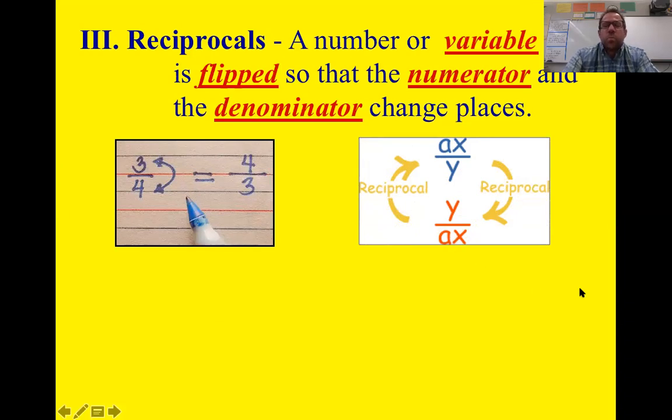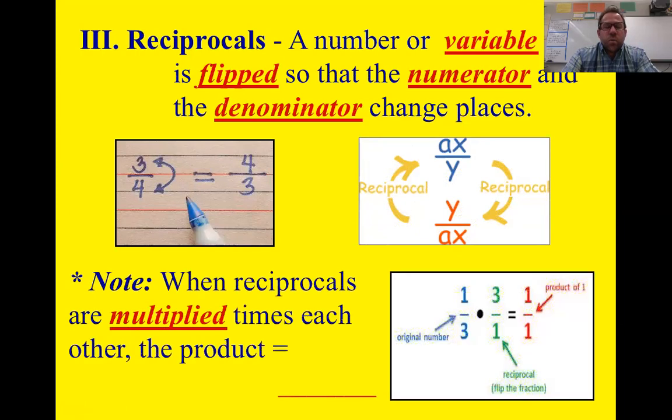Okay, and then one more rule about reciprocals. This is kind of a neat rule. When reciprocals are multiplied times each other, the product is always 1 over 1, which equals really 1, right? So if I take the fraction 1/3 and I multiply it times its reciprocal, I'm going to cross cancel. These 3's cancel, the 1's cancel, and I get 1 over 1.